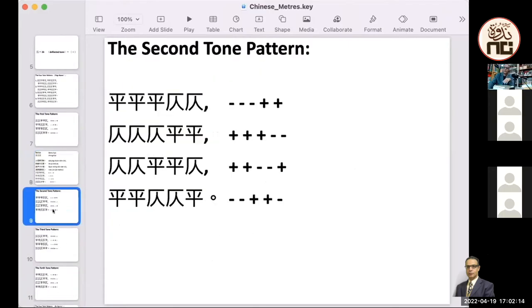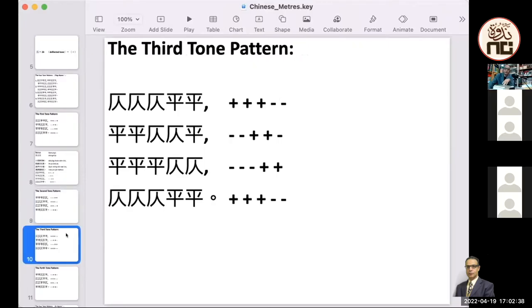The second tone pattern is the codes. This is the rhythm of the second tone pattern. It starts with 3 ping, ends with 2 zi, and then the second line is the opposite of the first line. Then there is variation in the third line, and the fourth line is the opposite of the third. There must be some variations, and we're going to explain that soon.